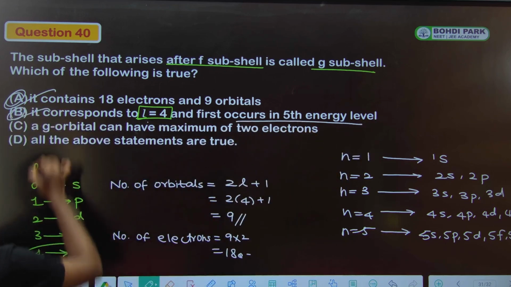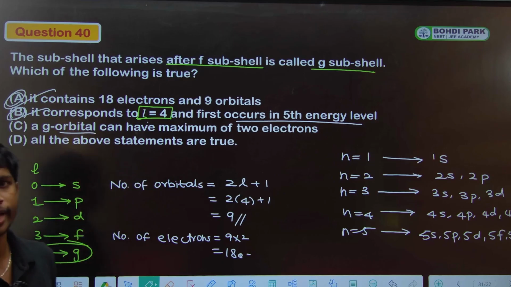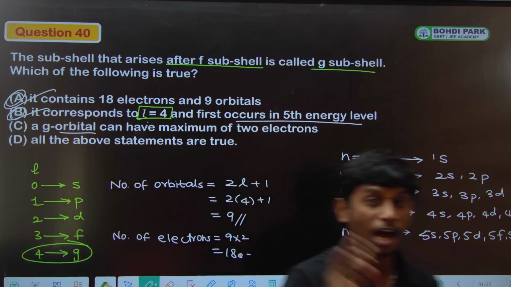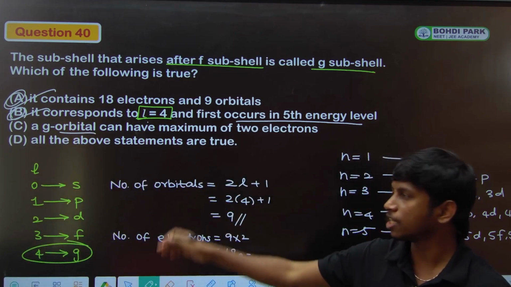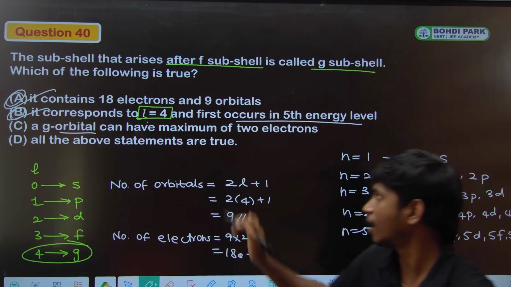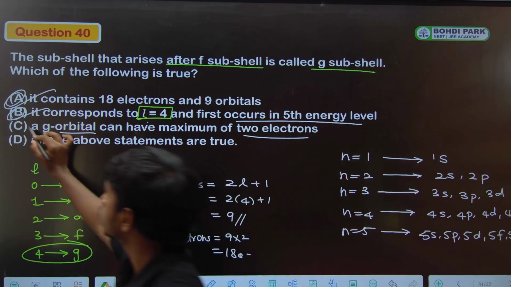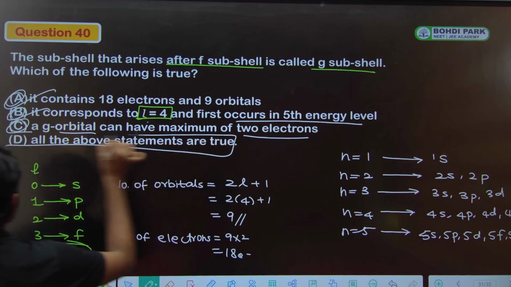So B is also correct. A G orbital can have maximum 2 electrons. It is not only for G orbital, for any orbital. Orbital is different from subshell. For a subshell the number of electrons varies, but any orbital can hold a maximum of only 2 electrons. That is the Pauli exclusion principle. So C is also correct. So all the above statements are true.